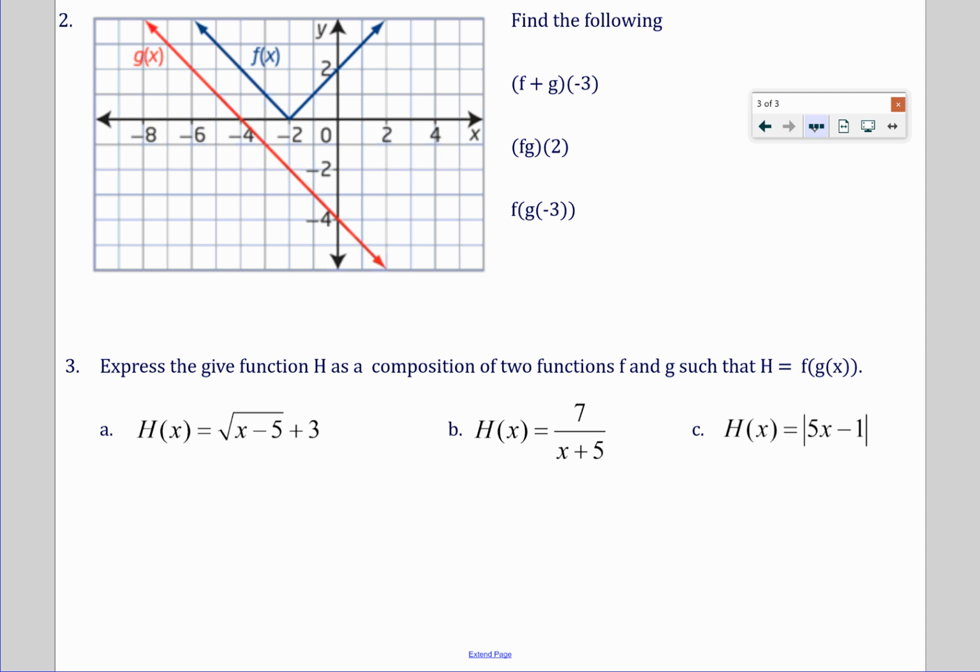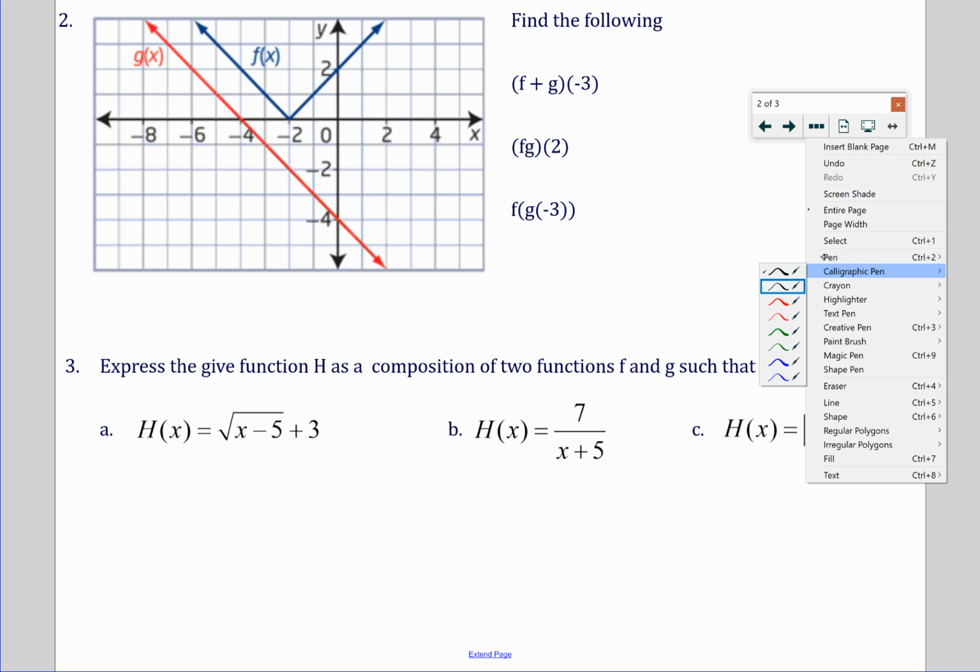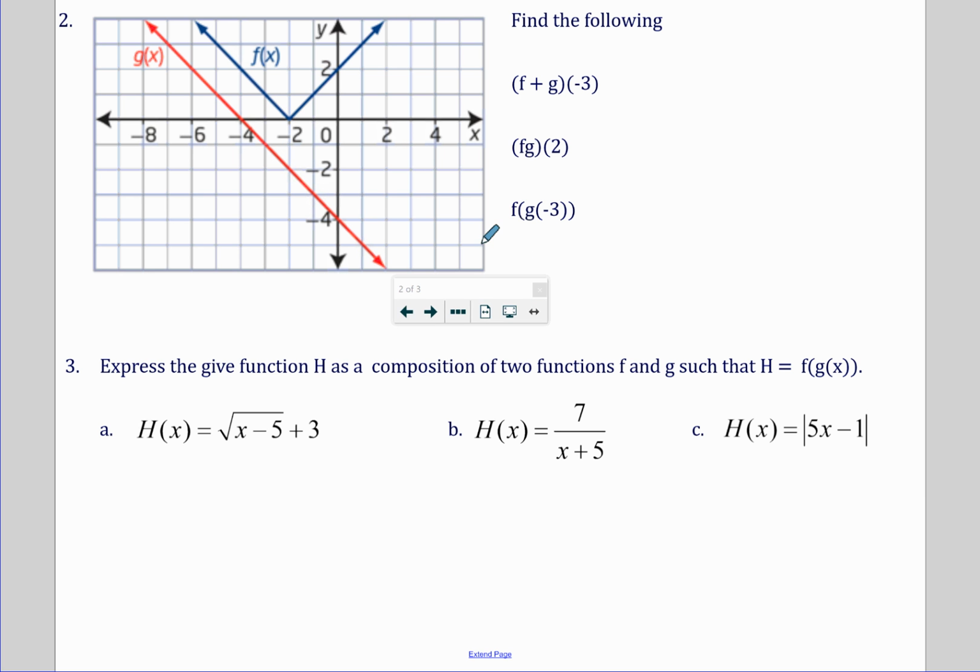F plus g of negative 3. There we go. That's the same as f of negative 3 plus g of negative 3. F of negative 3, go to negative 3, go up to function f, you get positive 1. G of negative 3, again, go to negative 3 on the left, and you have to go down to function g, which is negative 1. Final answer on that one should be 0.